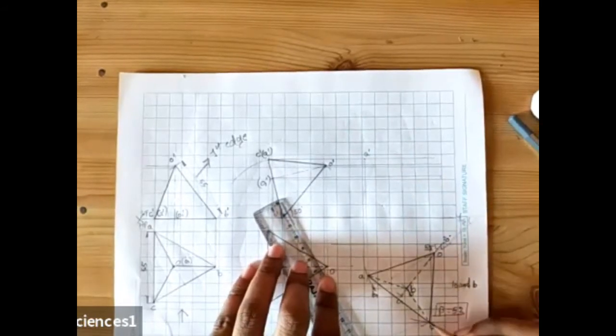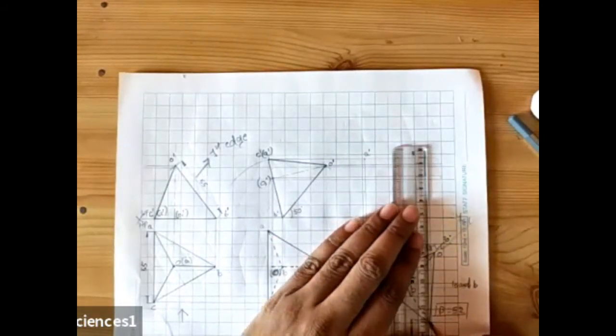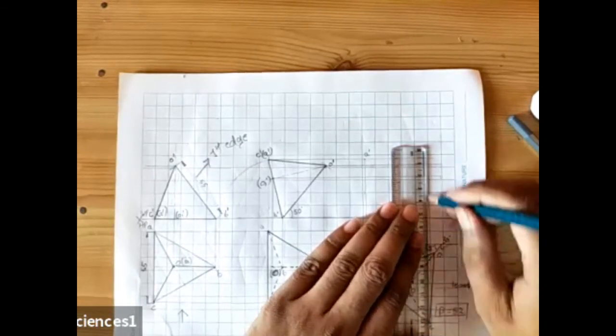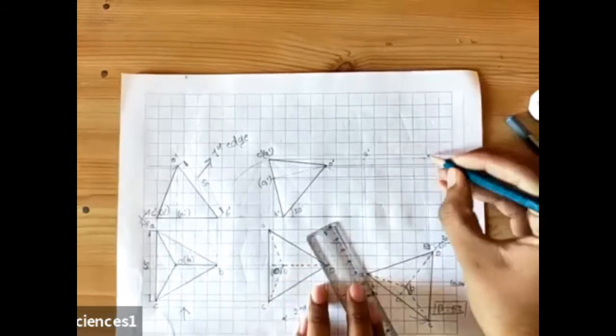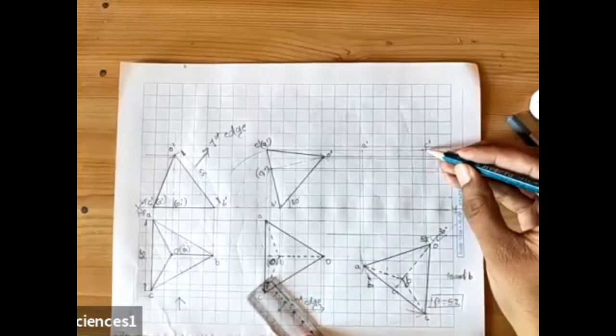Okay, now C. This is your point C. So I'll extend the point C until it coincides with your C dash. Please draw a straight line. So this is your point C dash. From the point C, I've extended it until it coincides with the C dash.